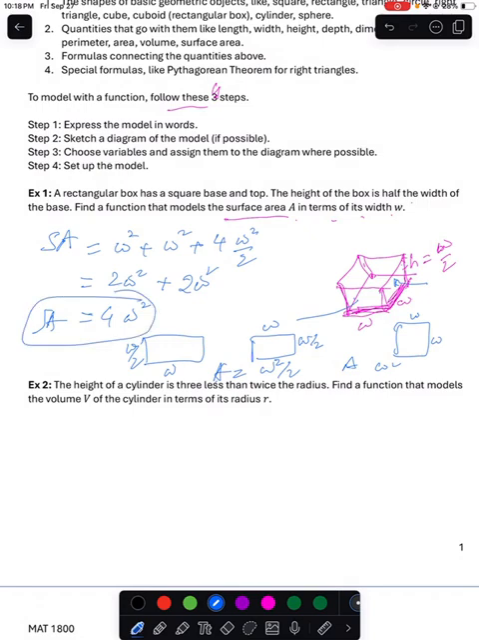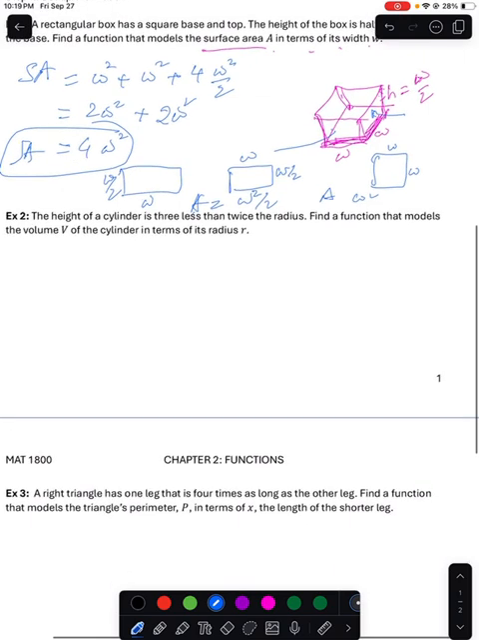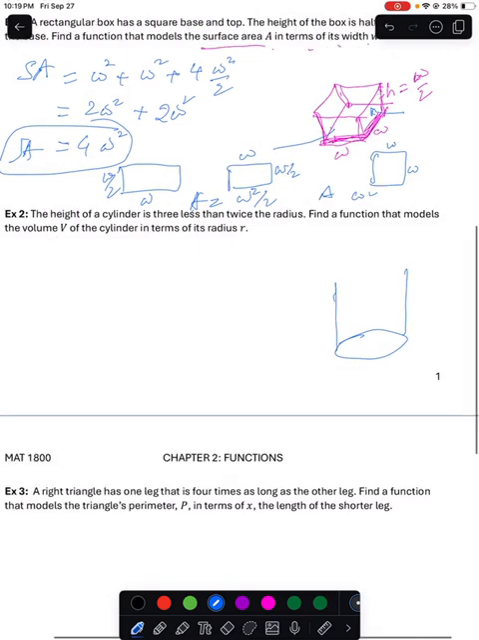Looking at the next example, it says the height of a cylinder is 3 less than twice the radius. So what does a cylinder look like? Like a can of Coke. We have a circle at the base and a circle at the top. So the radius for both top and bottom will be the same.